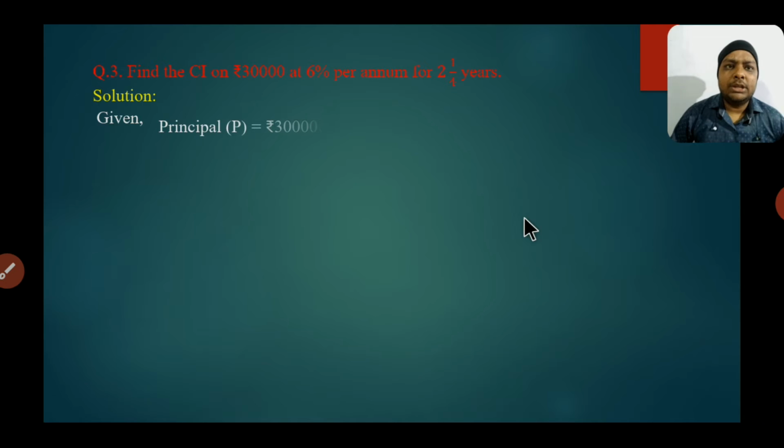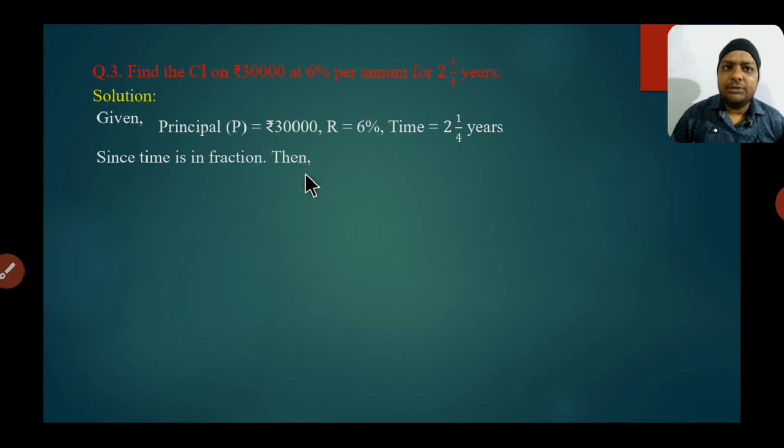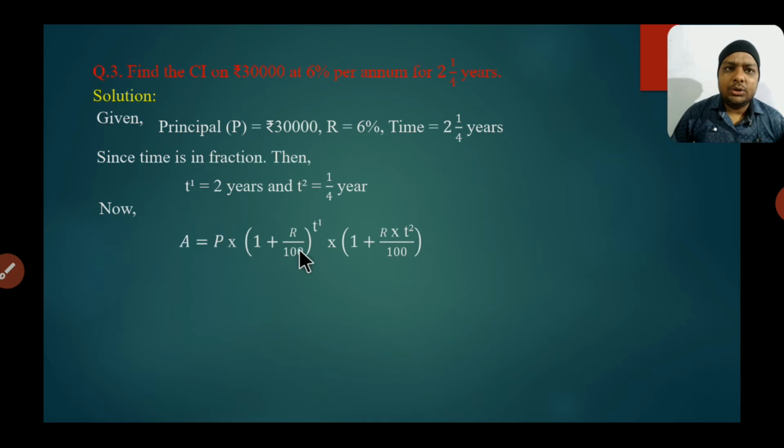Okay. Now let's solve another question here. We have to find the compound interest. It is given 30,000, 6% per annum and 2 1 by 4 years. So the principal is 30,000, rate 6%, time 2 1 by 4 years. Now again, since the time is in fraction, it means we will write T1 as 2 and T2 as 1 by 4 years. Okay. Now the formula will be A equals P into 1 plus R by 100 to the power T1, and 1 plus R into T2 by 100. Put the value: 1 plus 6 by 100 to the power 2, and here 1 plus 6 into 1 by 4.